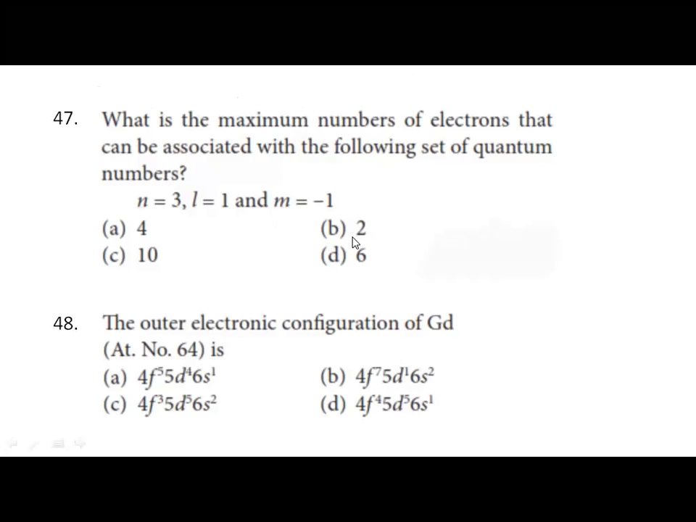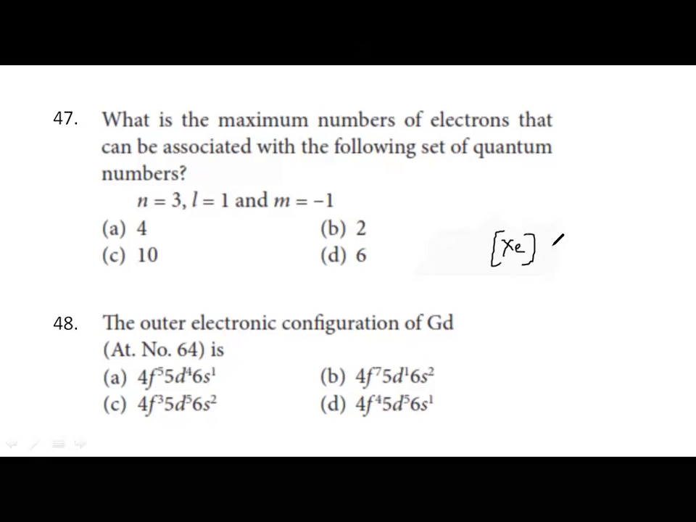The outermost electronic configuration of Gd, gadolinium element, atomic number 64. We write the configuration for gadolinium as xenon 54, 4f7, 5d1 and 6s2. This is an f block element which comes under lanthanoids and actinoids. So the correct option is option B.